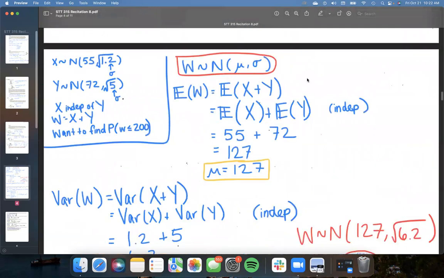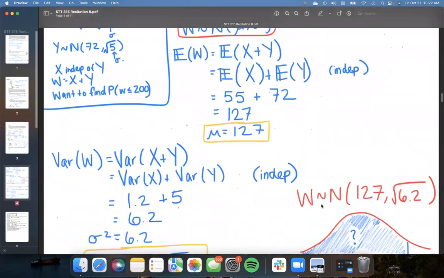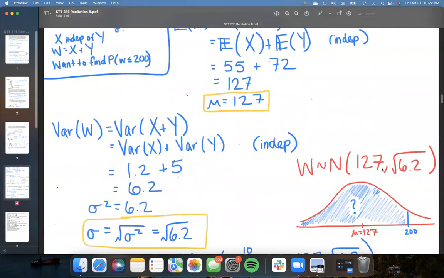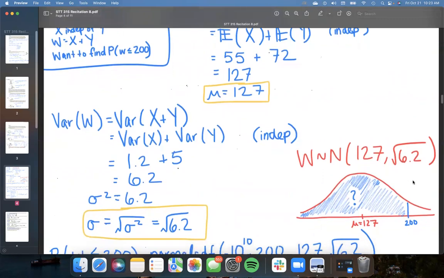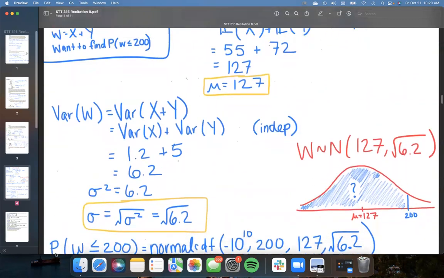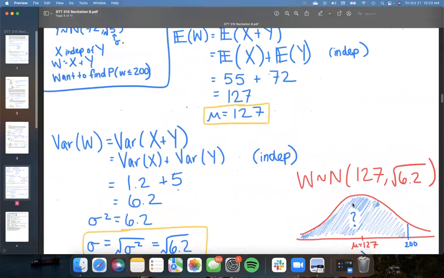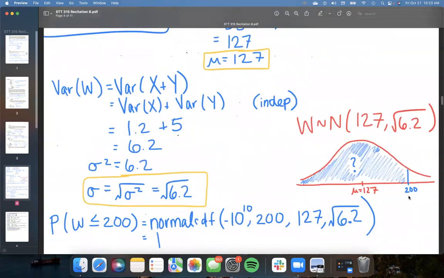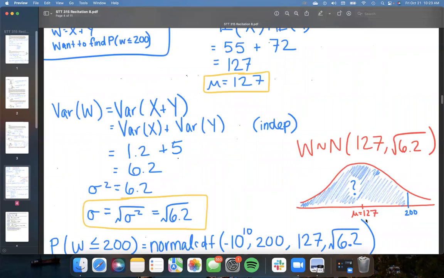So if I were to fill in the information we just found, W follows a normal distribution with mean 127 and standard deviation square root of 6.2. And then our end goal is the probability that W is less than or equal to 200. If I were to draw our normal density, here's our mean, which is 127, and we're interested in the area under the curve from negative infinity up to 200, so this shaded region.